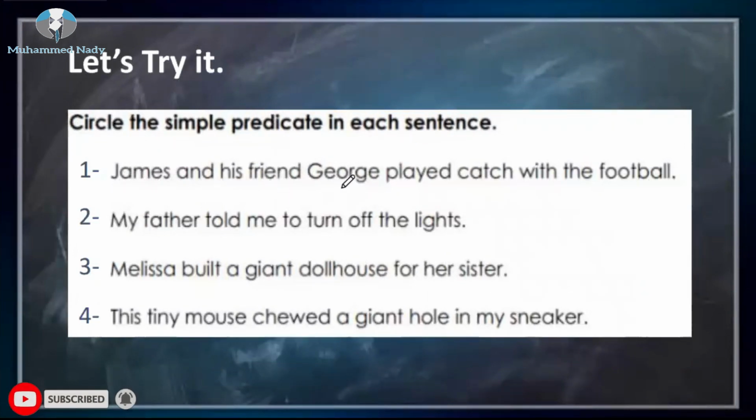James and his friend George played catch with the ball. So to know the predicate, you need to know the subject. So what's the subject here? It's James and his friend George. This is not simple subject, of course. But now ask yourself, what are they doing, or what did they do? They played.